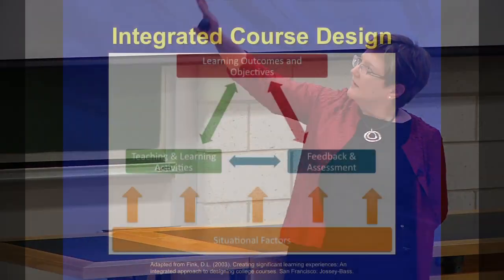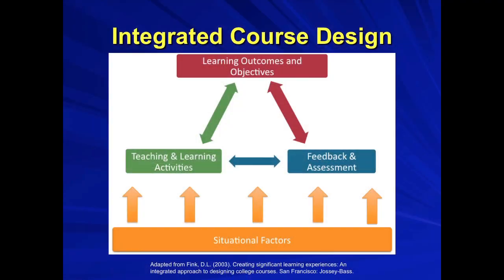So let's go back to our diagram. Again, we're talking about integrated course design. We're going to be zeroing in a moment on learning outcomes and objectives. But before we get to that, I want to spend a tiny bit more time building on this morning on the notion of situational factors that you might want to be keeping in mind as you develop a course, and particularly your course outcomes. So what do we mean by that?